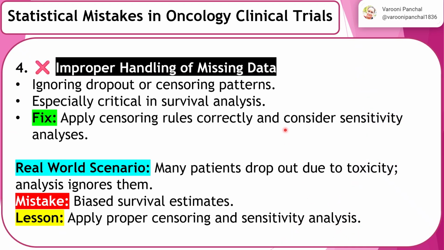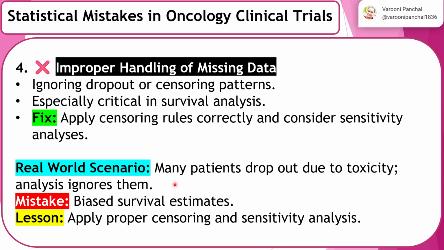Number 4, improper handling of missing data. Here, you ignore dropouts or censoring patterns, like 0 and 1, which are the censoring and uncensoring values that you assign to the specific patients or records. When you ignore this, it is especially critical in survival analysis. You can fix this by applying censoring rules correctly and considering sensitivity analysis.